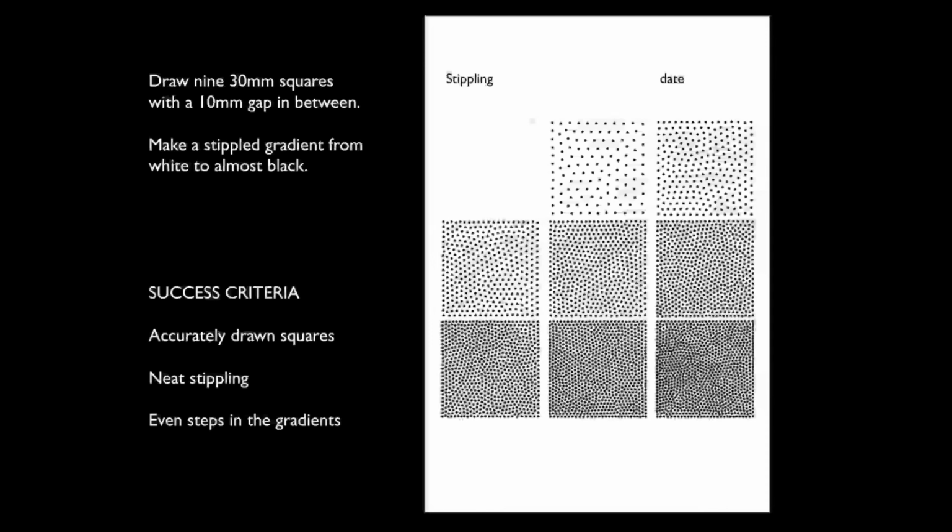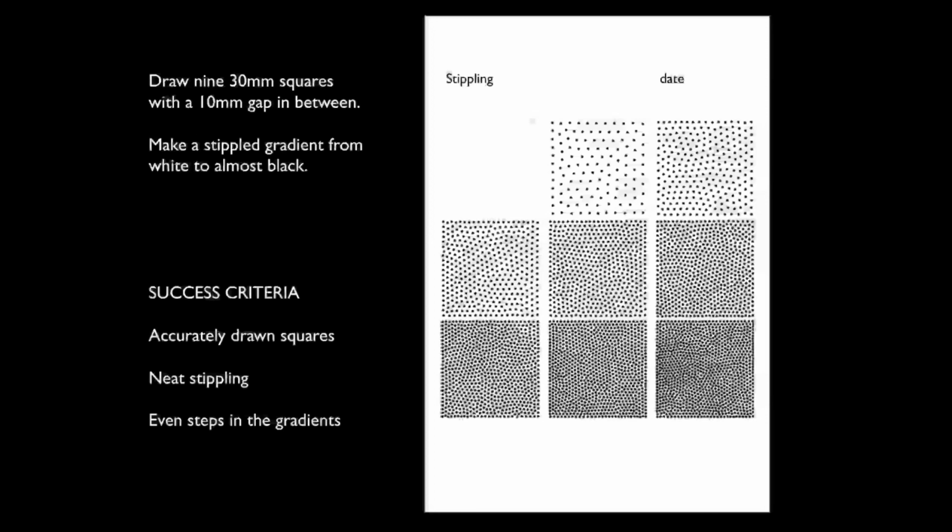This time you're going to do it in pen. You draw the boxes in pencil, and the boxes will be 30mm, and they'll be squares, but each one will then have a 10mm gap in between. 9 boxes, stippled from white to almost completely solid. So the first box is really easy because it has nothing in it. Then you do increasingly more dots as you get towards the last box.